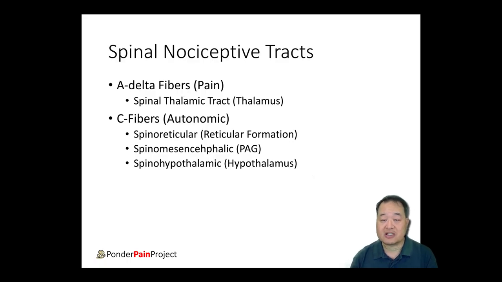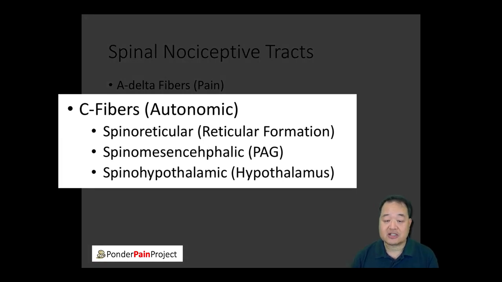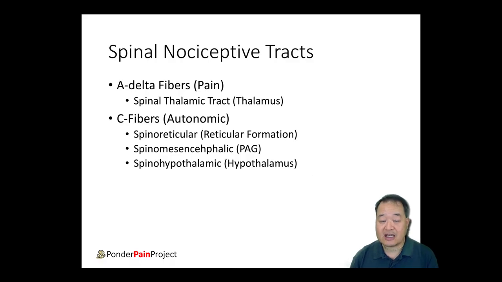Remember, they synapse subthalamically, so in this case they synapse in the brainstem, in the reticular formation, in the periaqueductal gray, and in the hypothalamus. So these are named after where they synapse. The C fibers will transmit information to the reticular formation through the spinoreticular tract. They'll transmit information to the periaqueductal gray through the spinomesencephalic tract. The C fibers will also transmit information up to the hypothalamus through the spinohypothalamic tract. So these are the main tracts that transmit information about nociception and pain up to the brain.